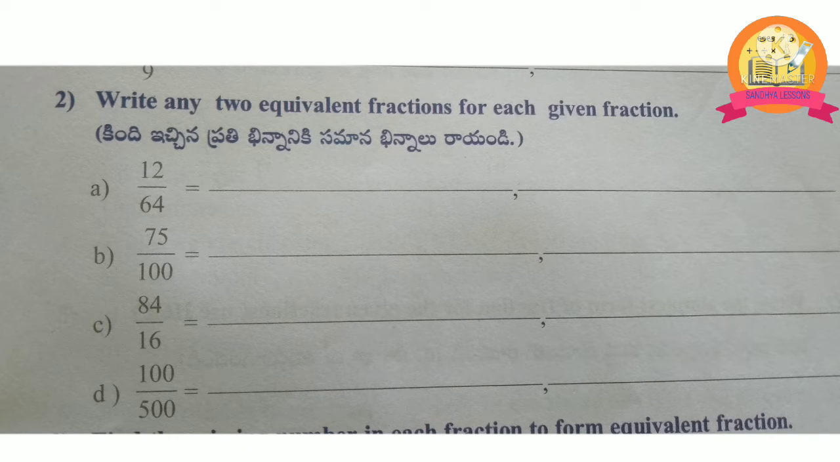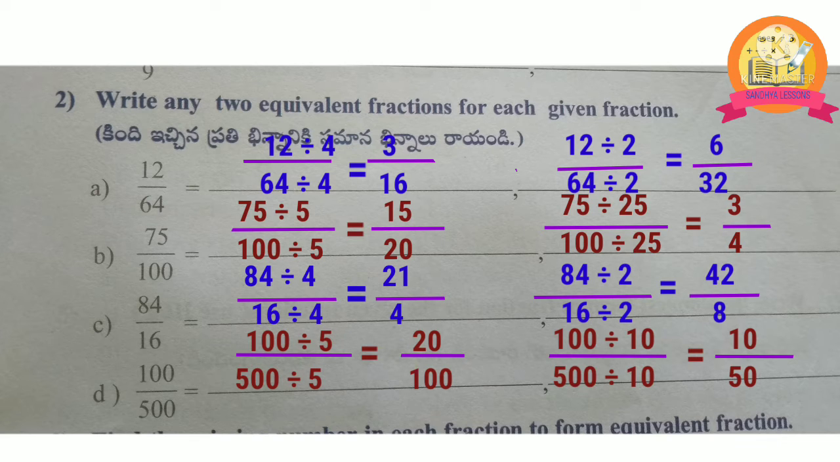Second Roman, write any two equivalent fractions for each given fraction. Therefore, equivalent fractions for 12 by 64: by dividing numerator and denominator with 4 we get 3 by 16, and by dividing numerator and denominator with 2 we get 6 by 32.